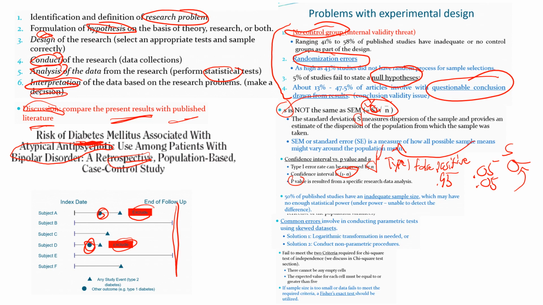Another thing that is also generalized to most studies: apparently half of all published studies don't have an adequate sample size, which is kind of crazy. I remember when I saw that stat, I didn't really believe it, but apparently that's true.